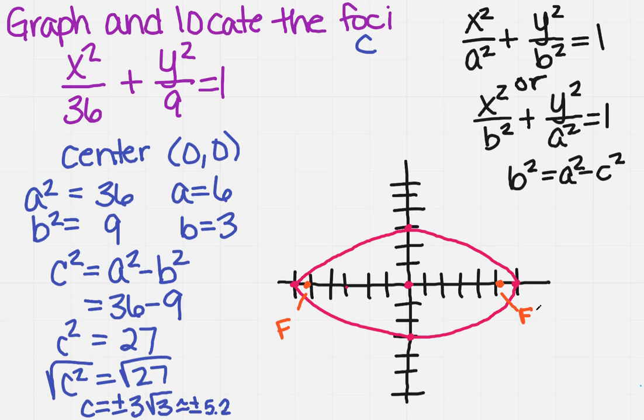So where are your minor axes? They are on the y's. Those are your minor axes, and that's going to give us the points 0, comma, -3 and 0, comma, 3.